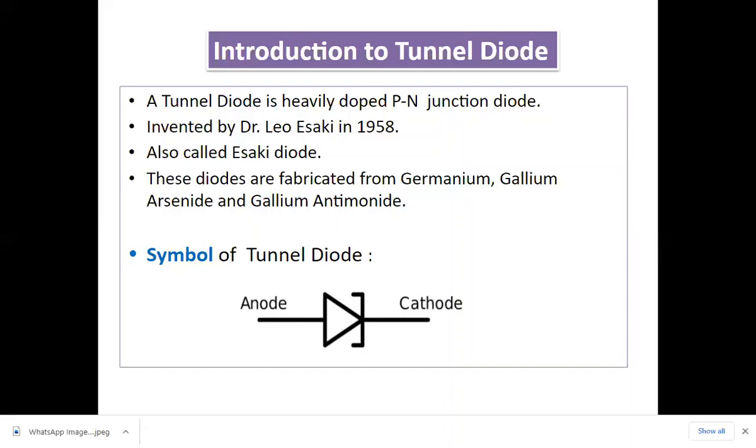The operation of the tunnel diode depends on the quantum mechanics principle known as tunneling. In electronics, tunneling means a direct flow of electrons across the small depletion region from the n-side conduction band into the p-side valence band.